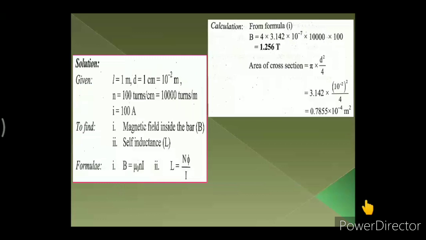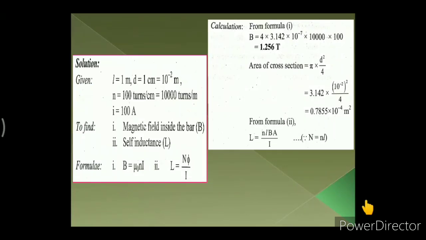After obtaining the value of area of cross section, let's calculate the value of self inductance, as L is N phi upon I, where capital N is nothing but the product of n into l, number of turns per meter into the length of the toroidal ring, and phi is the product of B and A. Hence, self inductance L is equal to n l B A upon I.